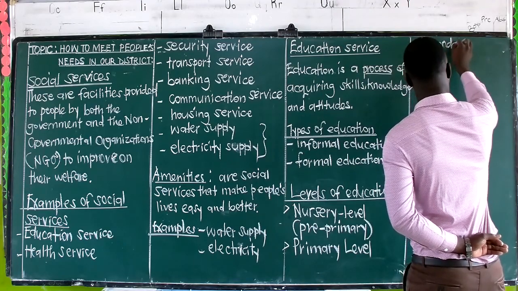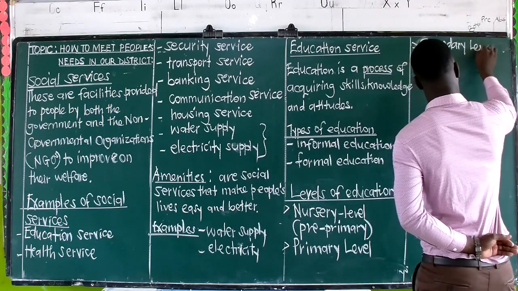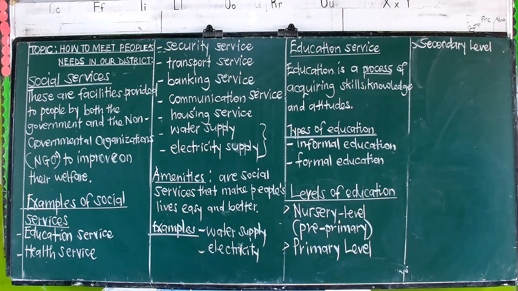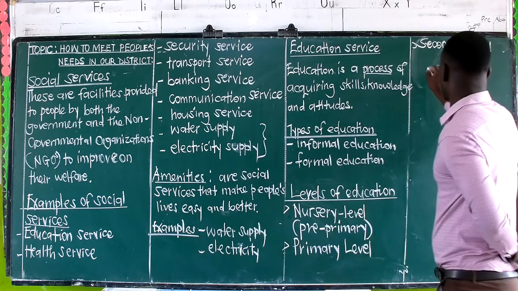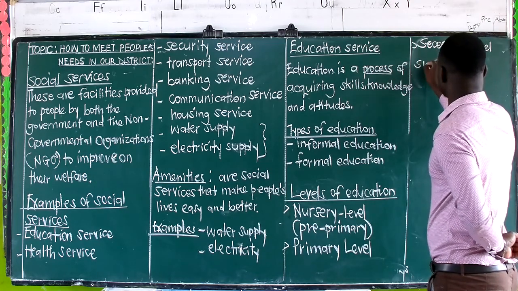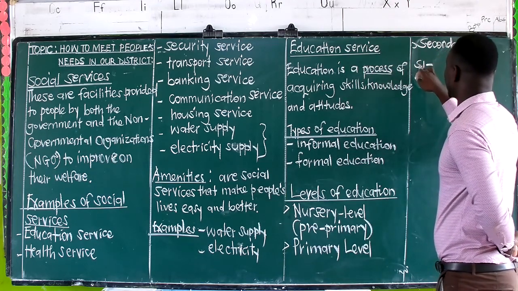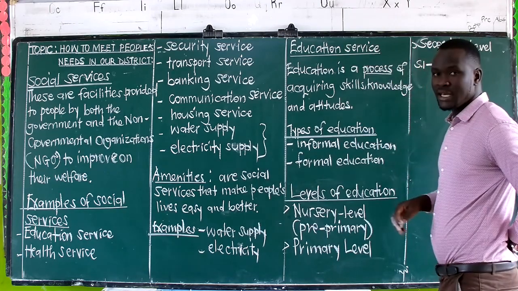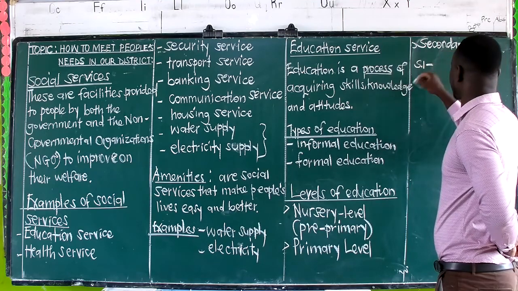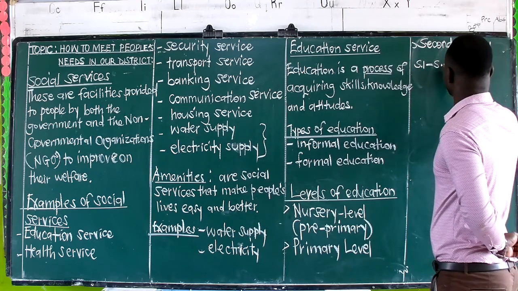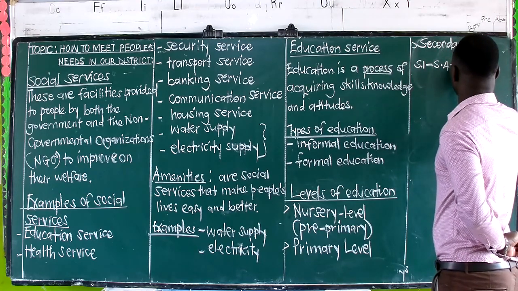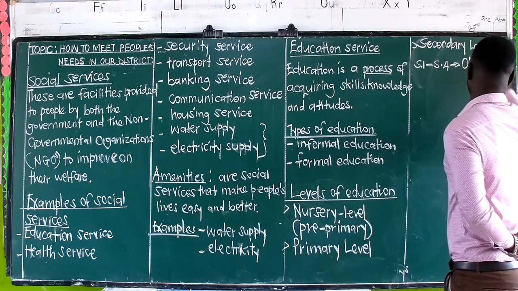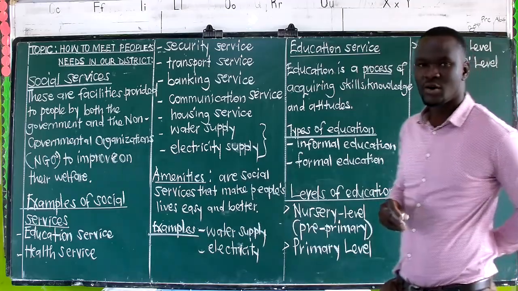Secondary level of education. Now, in this secondary level, we are having 2 levels here. We have from senior 1, up to... senior 1 means senior 1 that we can write as S1. That is, now we are looking at the secondary part. Senior 1 up to senior 4, you will get what we call the ordinary level certificate. Ordinary level. That's what we call O level.